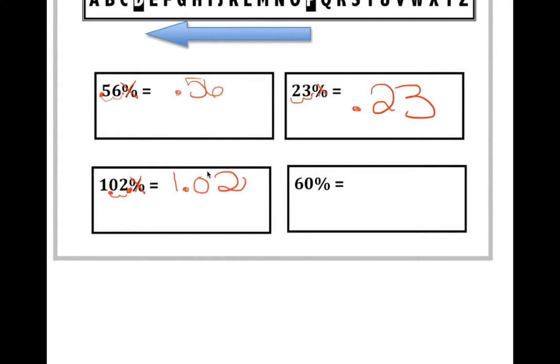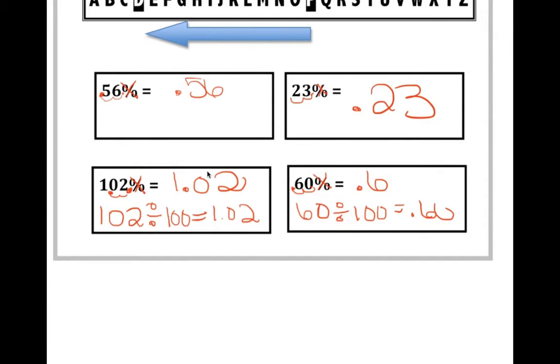I'm going to show you the division problem too, just so you can see it. 102 divided by 100, sorry, is going to equal 1.02. Your last one, 60%. Knock off that percent sign, put your decimal in, move it over 2 places, and it's going to be 0.6 or 0.60. Okay, and 60 divided by 100 equals 0.60. Hopefully you guys see how that works now.